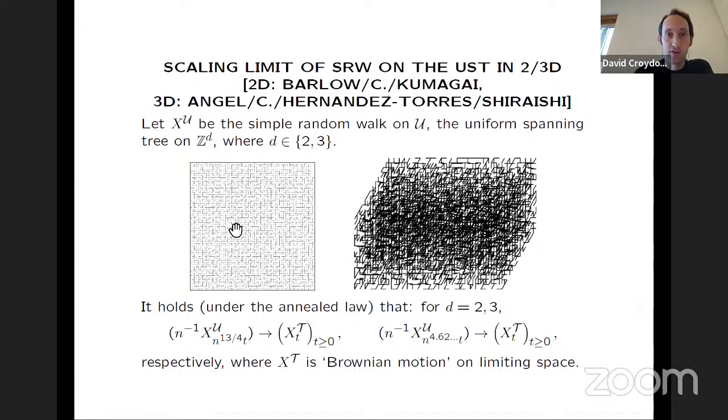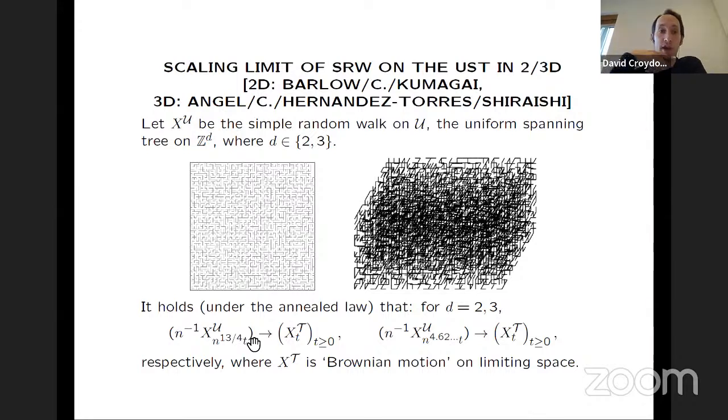So X is just the usual simple random walk on this graph. Under the annealed law, where we average over the law of the random walk itself and over the law of the tree, it turns out that if we rescale the random walk in an appropriate way, scaling down the lattice by 1 over n, and rescaling time in a way that depends on dimension, this is quite different to the usual diffusive scaling for simple random walk on the lattice, where the time scaling would be n squared, independent of dimension.